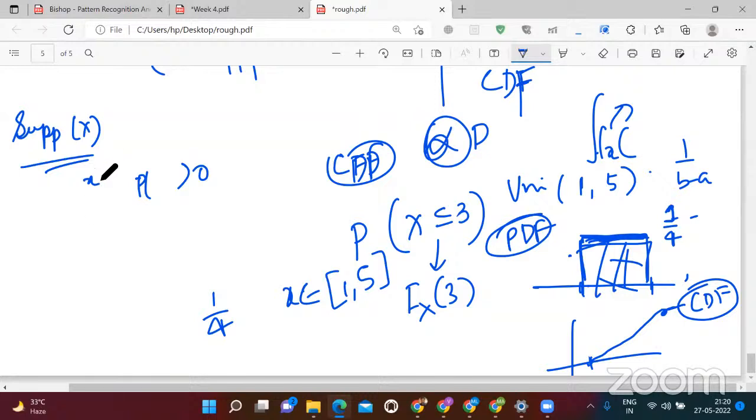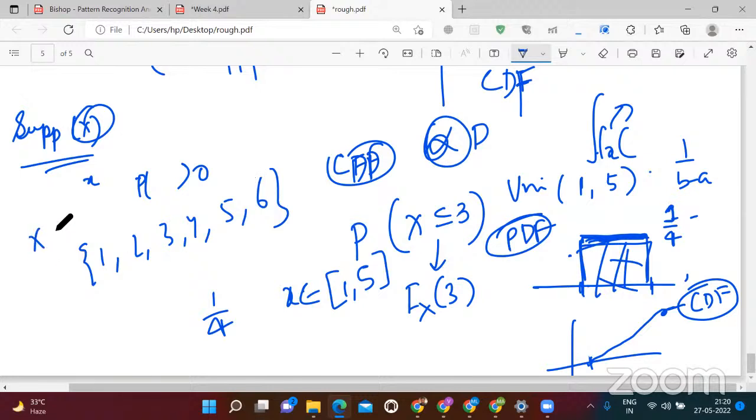But for discrete, in the range we include 0 also, no? See, for the dice case, the support of X will be 1, 2, 3, 4, 5, 6, because for all other outcomes the probability value is 0. Take tossing a coin 3 times: the number of heads is 0, 1, 2, and 3. So 0 is in the range. Yes, all the values of outcomes from the sample space where the probability value is positive.